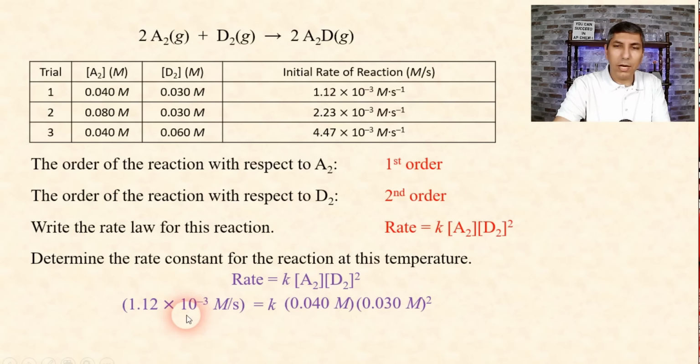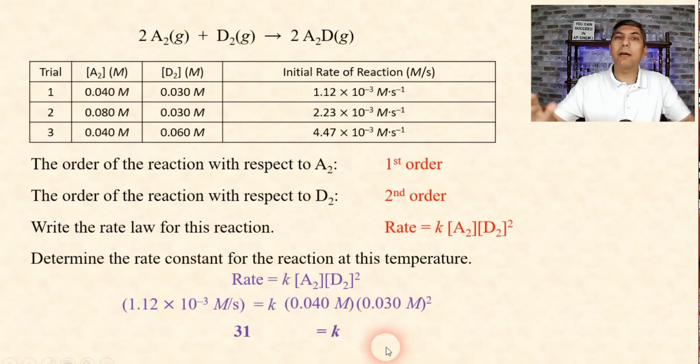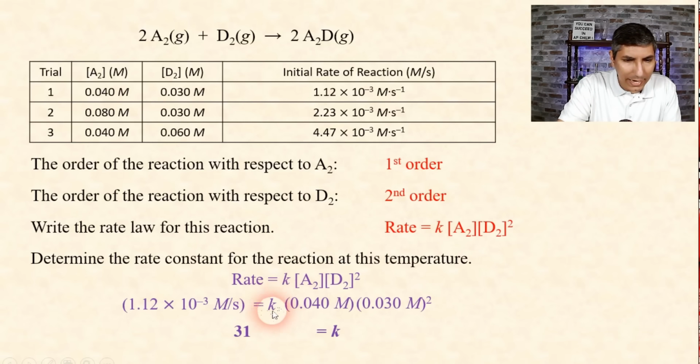Now, once you plug this into your calculator, you take 1.12 times 10 to the negative third and divide it by 0.04 and divide it by 0.03 squared, you get about 31. Now, that's the numerical value, but you want to have the units on here too. Now, here's how you do this. You want to isolate the variable. We're trying to isolate that K right there.